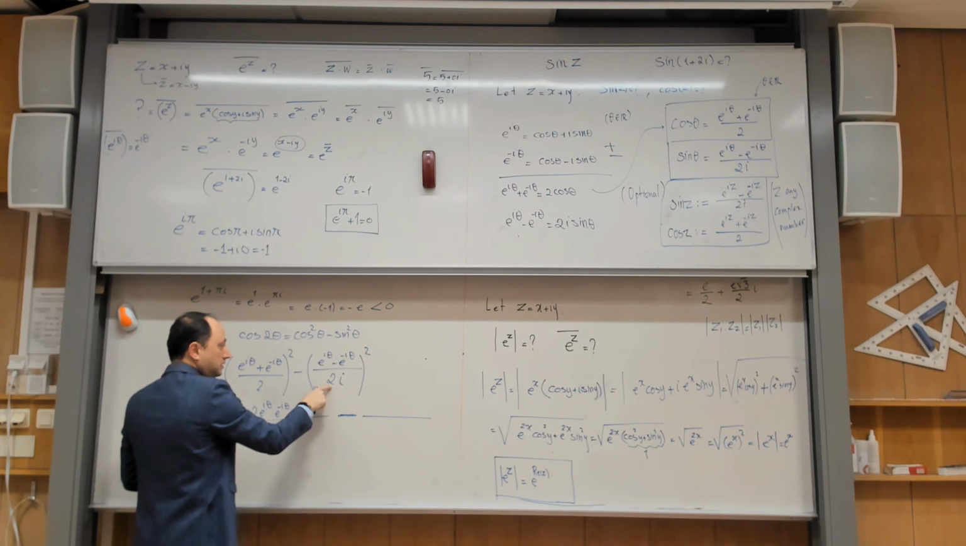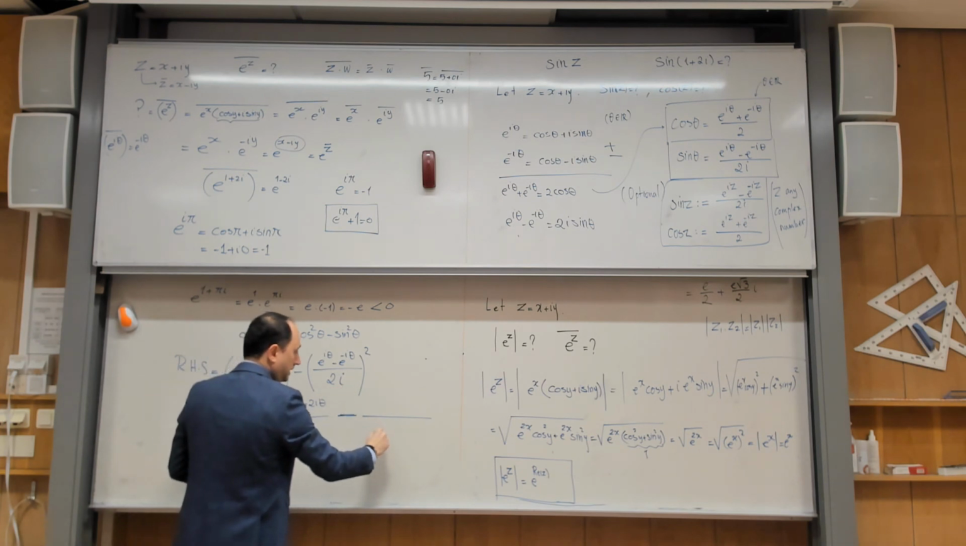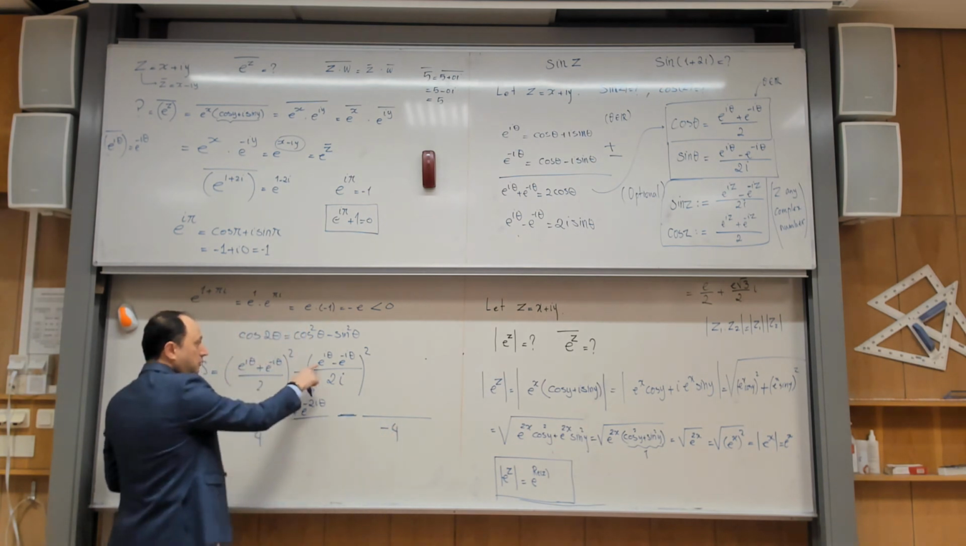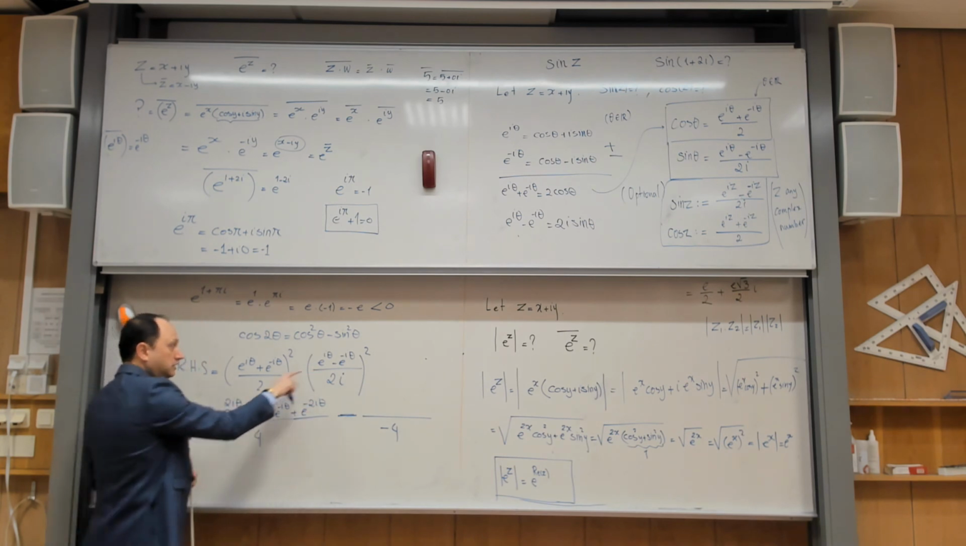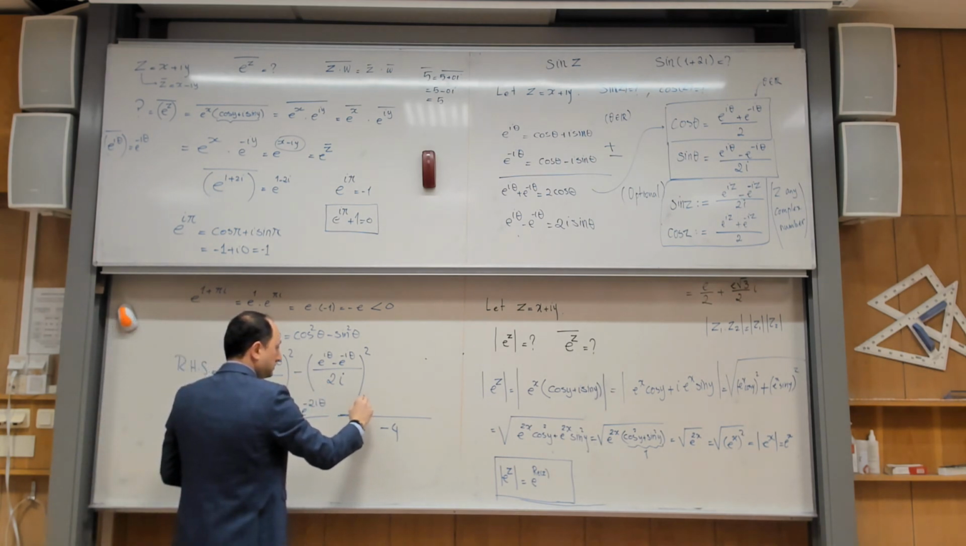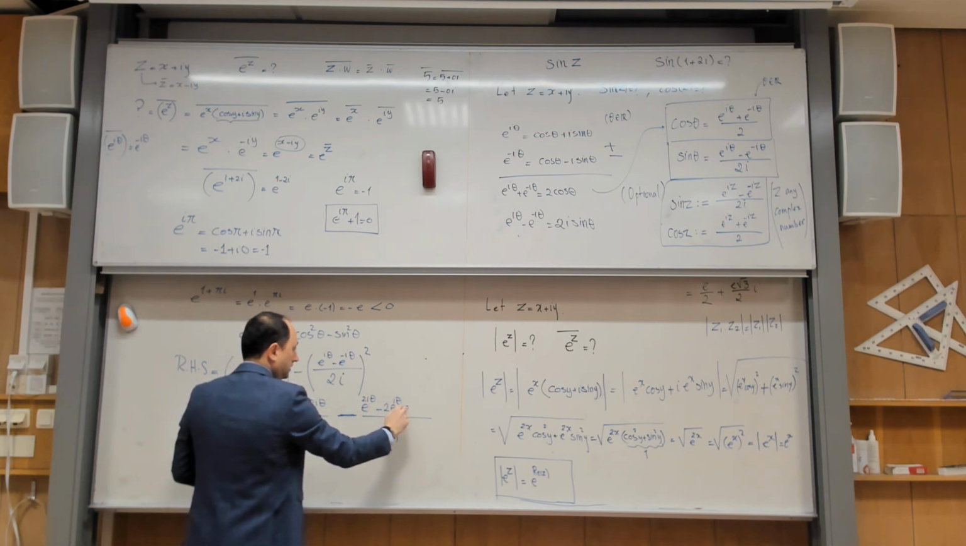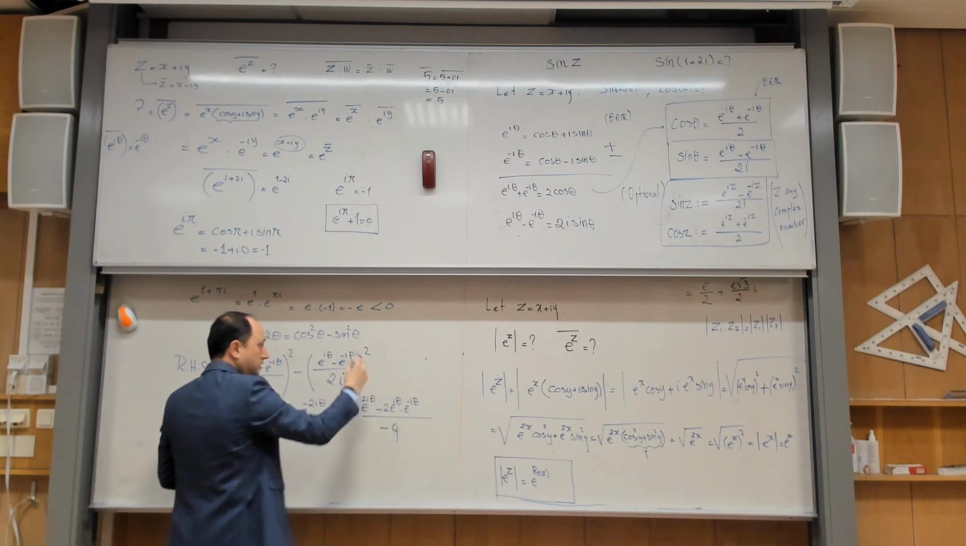But the denominator to power 2 is 4i squared. But i squared is negative 1. So the denominator becomes negative 4. But then I will do the same trick here. So the first one squared, 2 times the first one times the second one, and the second one squared, yes?